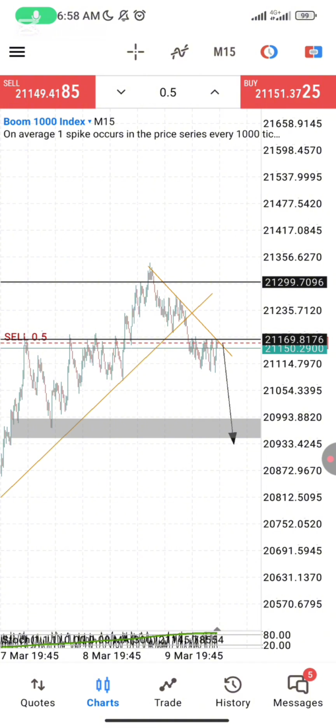And then we are going to be taking a sell. Remember that this trade has been sent to the elite group already. We have sent this trade to the elite group, right?